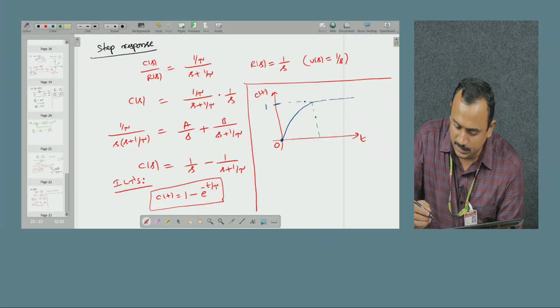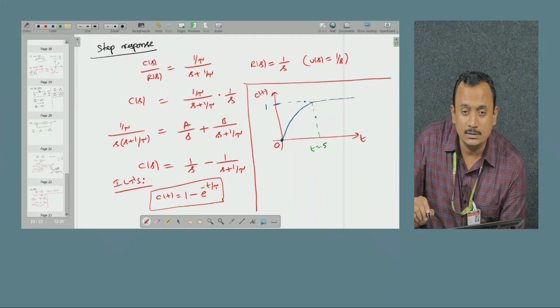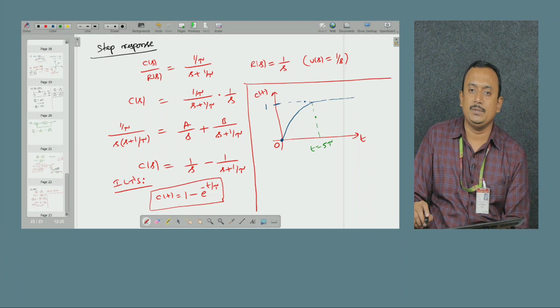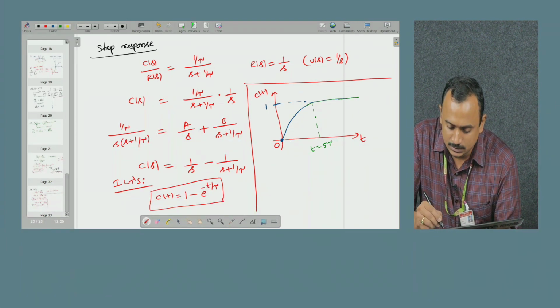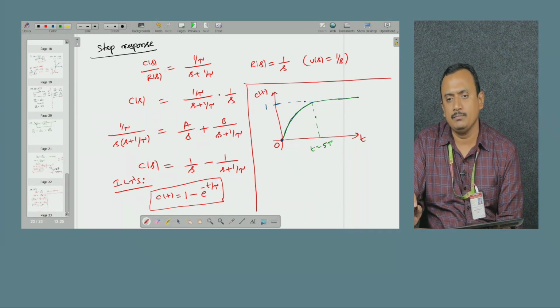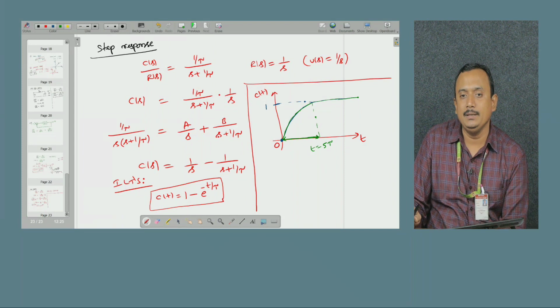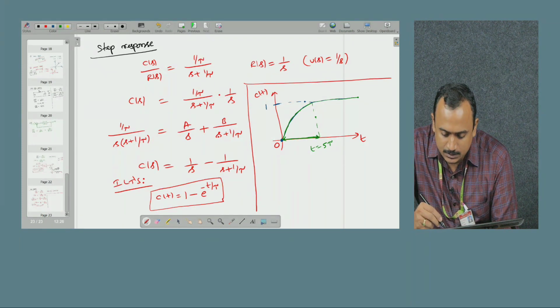Now previously I told, while doing practically, we can say the system reaches C of t equal to 1 at 5 time constant, t is equal to 5 tau, right? Now if you observe this response from 0 to 5 tau, what is happening? The response is changing with respect to time.